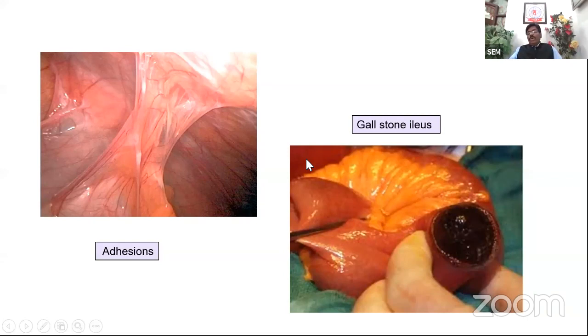Okay, I told you last class or the class before what Rigler's triad is. People already read, recollect what Rigler's triad is. If you're able to recollect now, air in the biliary tree, small bowel obstruction, and a calcified shadow or a gallstone down in the ileocecal region is a gallstone ileus, because of a cholecystoduodenal fistula. Very, very important. If you know all these factors I just said, that means you're very, very good. You have already passed the exam.